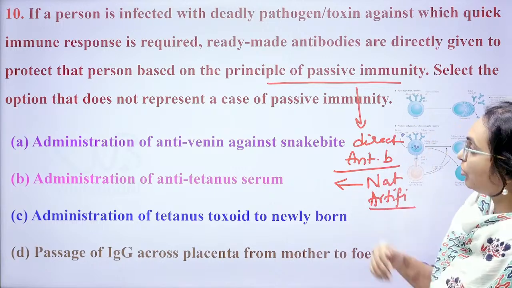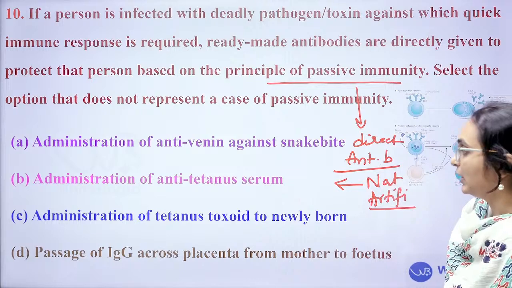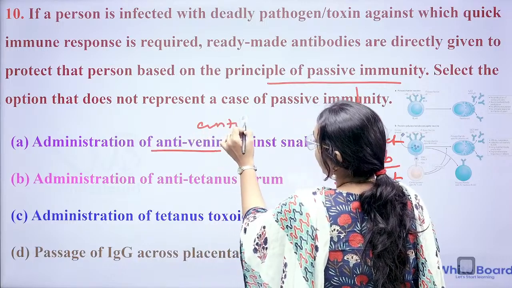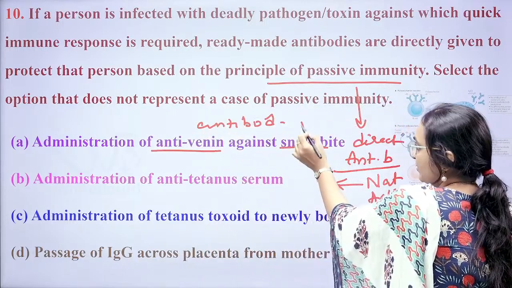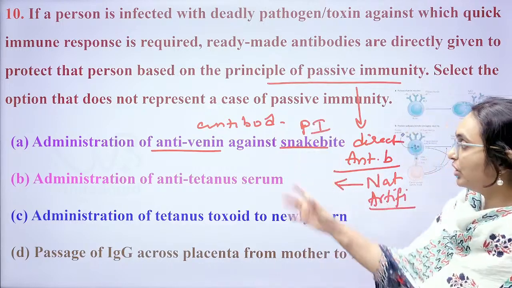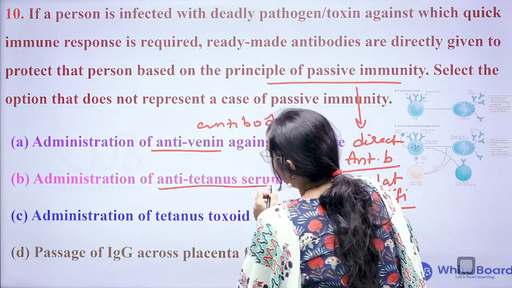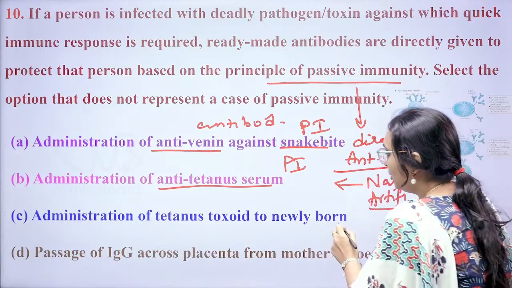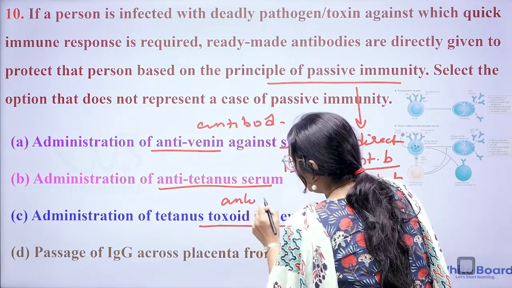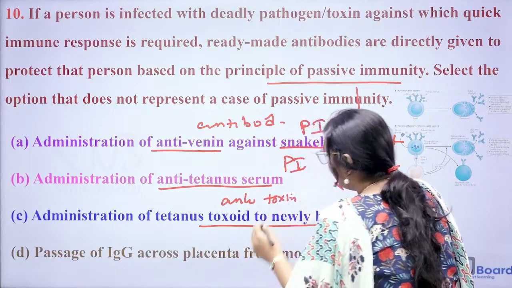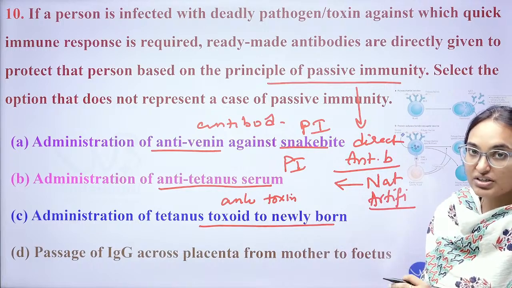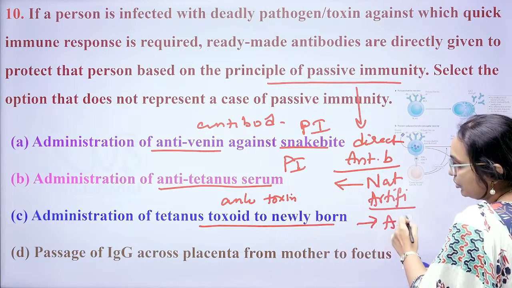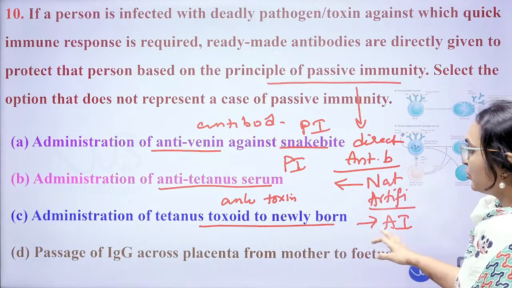Here, what is given? Select the option that does not represent a case of passive immunity. Which is not a passive immunity? Giving antivenom, which consists of antibodies against a snake bite, is passive immunity. Here we are giving antibodies directly. Administration of anti-tetanus serum is also an example of passive immunity. Administration of tetanus toxoid to the newborn: here we are giving the toxoid, making the person exposed to that antigen so that the person will generate their own antibodies. So, this is an example of active immunity. Here the option is C.